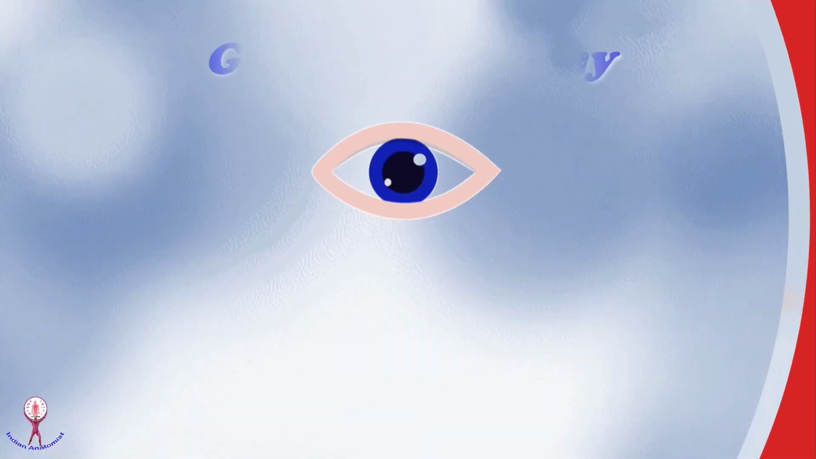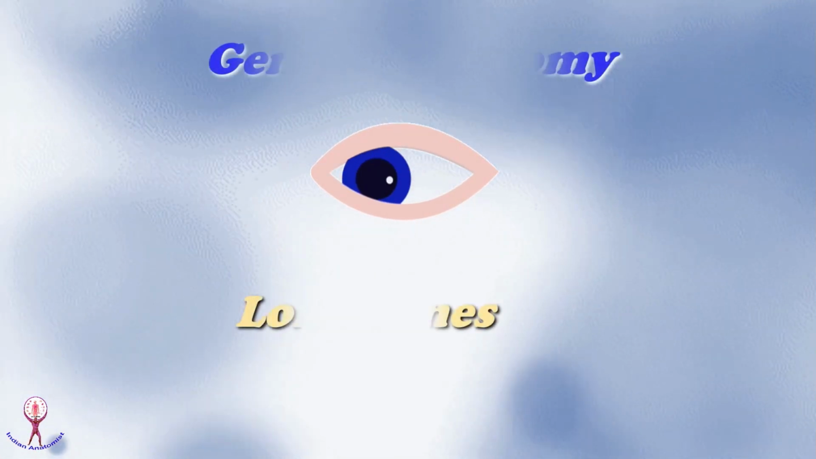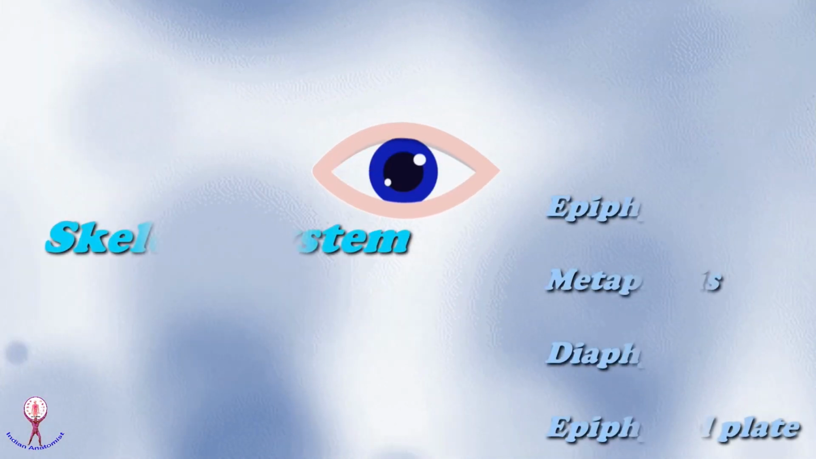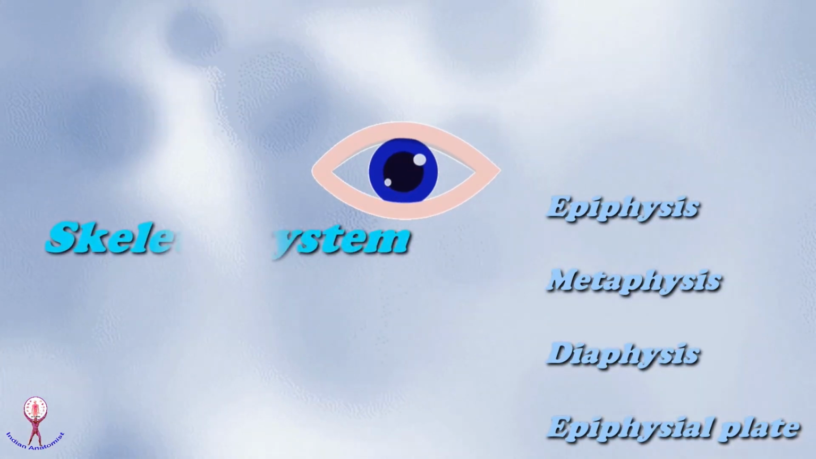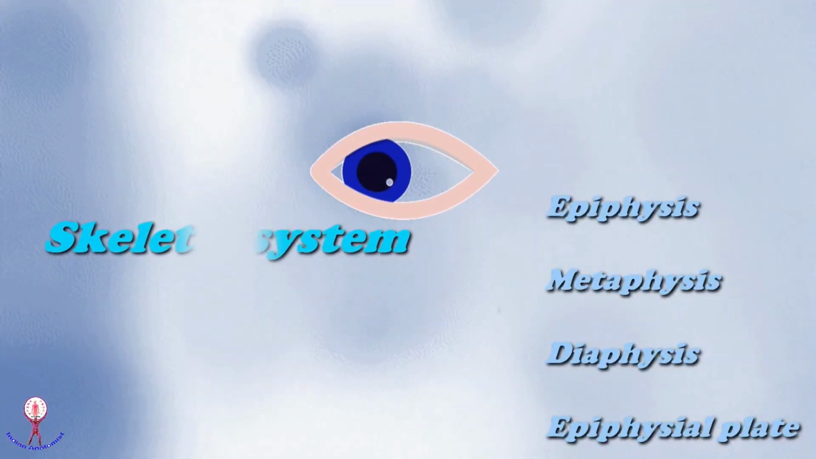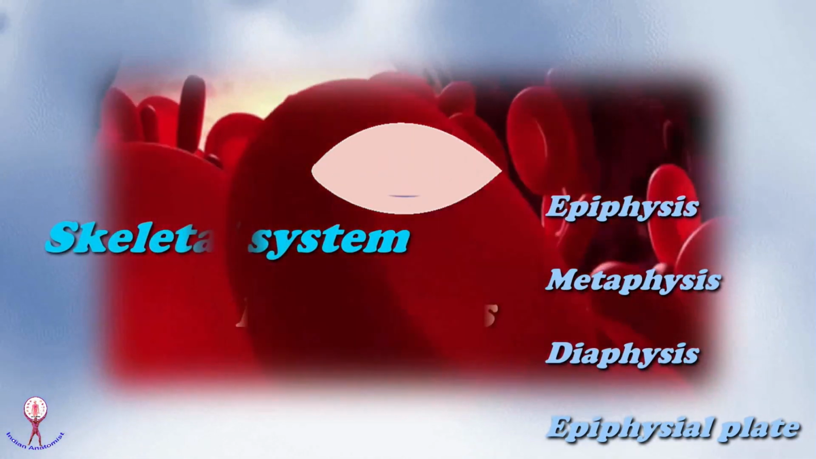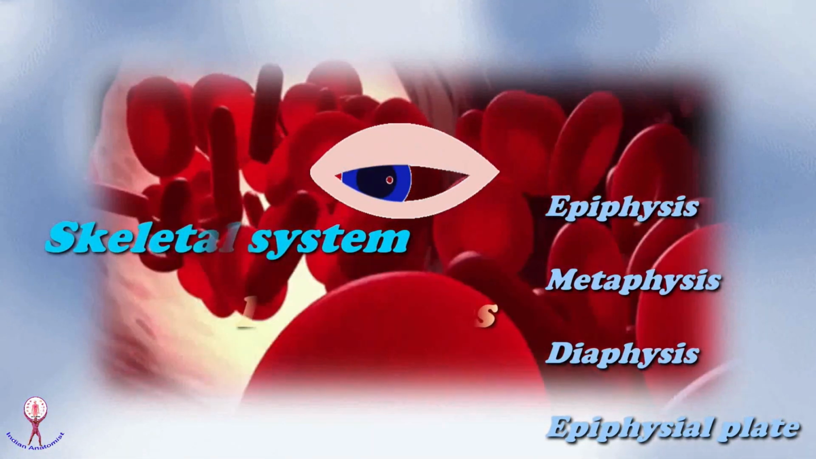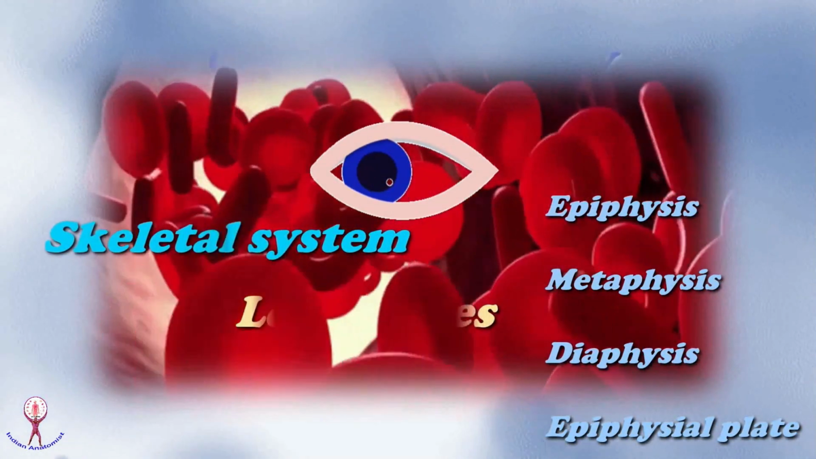Dear students, till now I have explained the classification of bones. One category includes long bone. I explained about the epiphysis, metaphysis, diaphysis, and epiphyseal plate of long bones. The video will not conclude until the blood circulation of long bones is discussed. Now, I will explain to you how long bones get their blood supply.